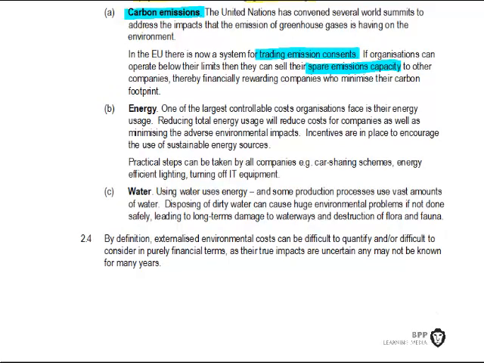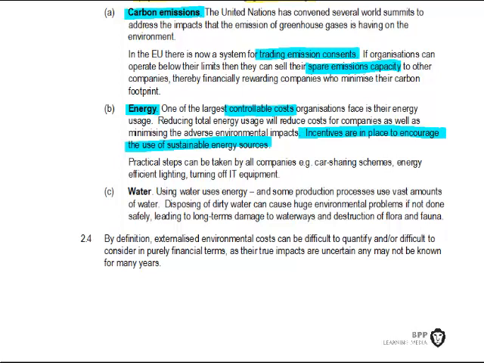One that you'll probably all be aware of is energy, because it's likely that wherever you work you've had to be part of some of these energy saving schemes. It's a very, very large controllable cost that an organisation can actually reduce. So that's clearly going to save them money, and that's going to have a direct impact on their profit. And there are also incentives in place to encourage the use of sustainable energy sources. So practical things to reduce energy: things like efficient lighting, turning off IT equipment, and car sharing. And I'm sure you can think of lots more.